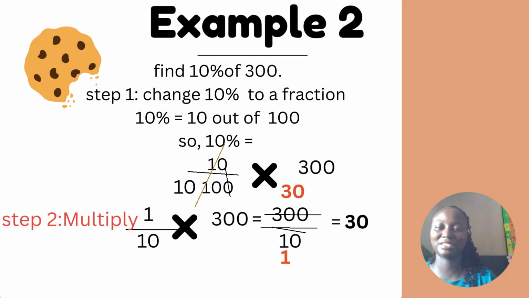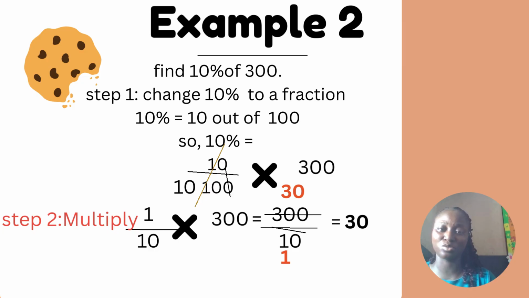Let's take a look at this second example. Find 10% of 300. Just like the way we did the first example, first, change 10% to a fraction, which is 10 out of 100. After changing 10% to a fraction, then you multiply by 300. So we have 10 over 100 times 300.